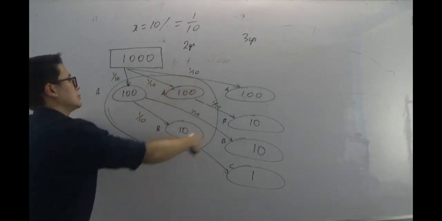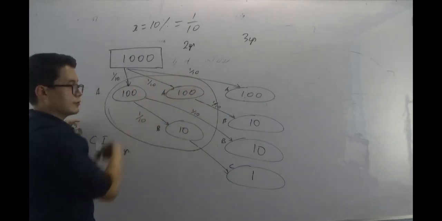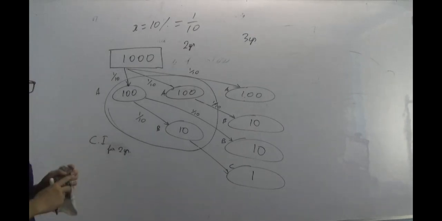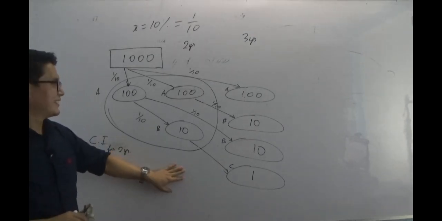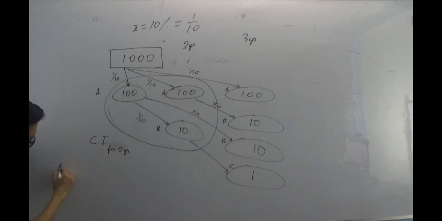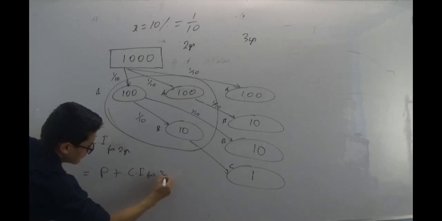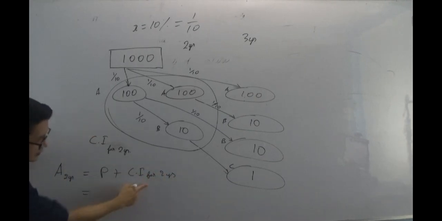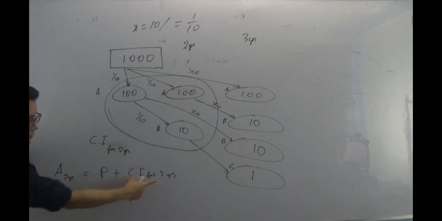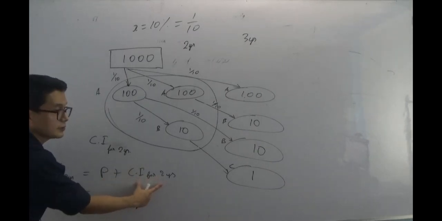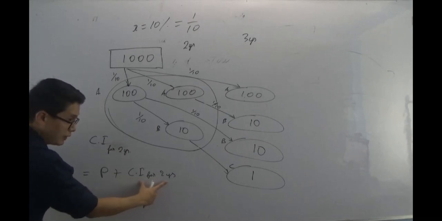This part is the compound interest for 2 years. Is this fine or not? For the amount in the second year, it is principal plus compound interest for 2 years. See, I got the amount as principal plus interest, that is, compound interest for 2 years.